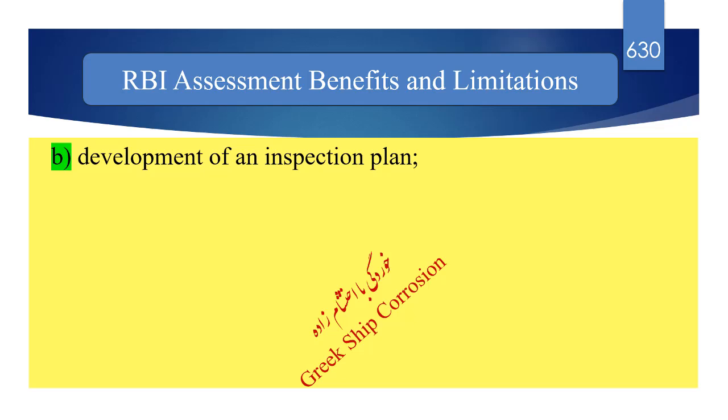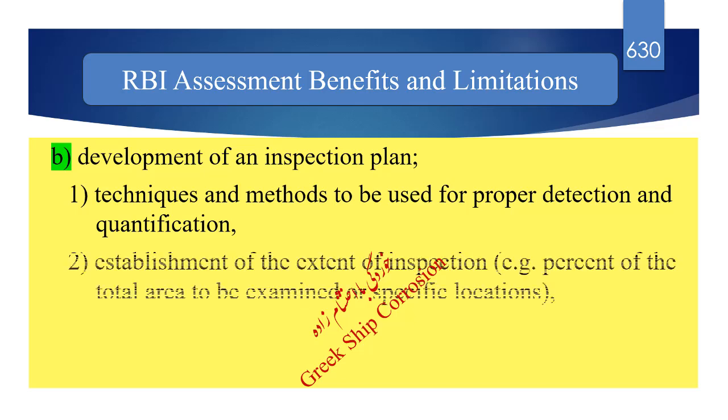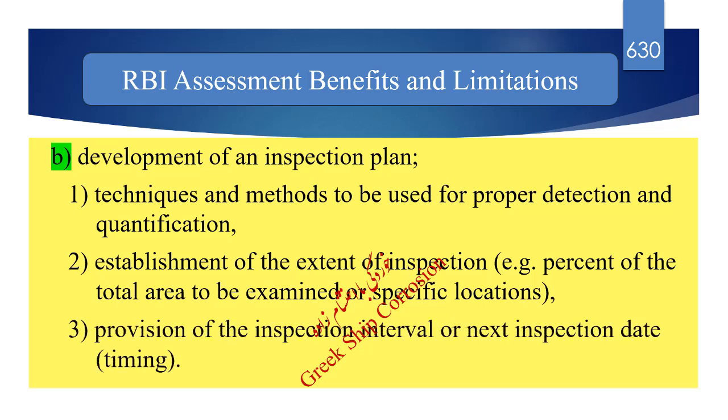B. Development of an inspection plan. 1. Techniques and methods to be used for proper detection and quantification. 2. Establishment of the extent of inspection, for example, percent of the total area to be examined or specific locations. 3. Provision of the inspection interval or next inspection date, timing.